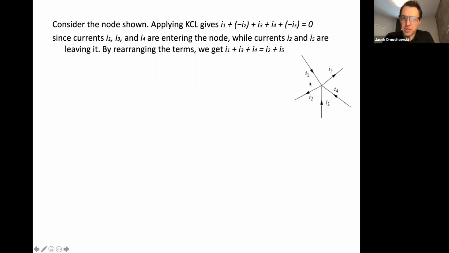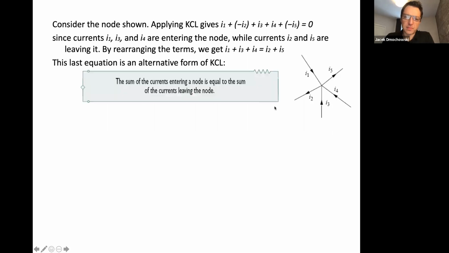This is best understood as the current entering a point has to equal the current exiting that point. Charge cannot be destroyed. So if you have this much charge entering, then you must have the same amount of charge exiting. The sum of the currents entering a node is equal to the sum of the currents leaving the node.